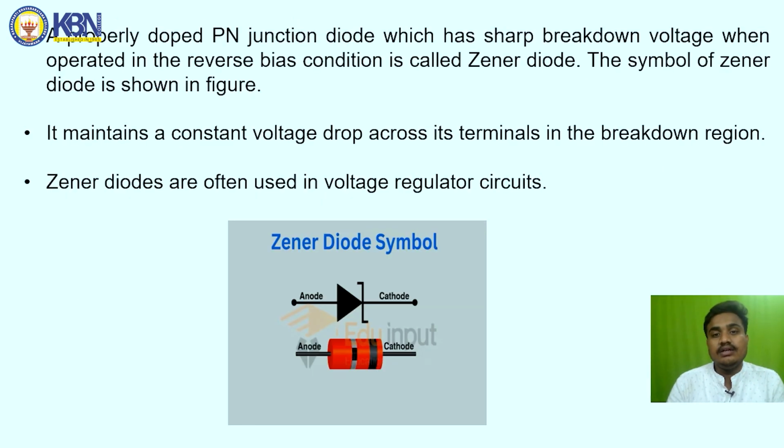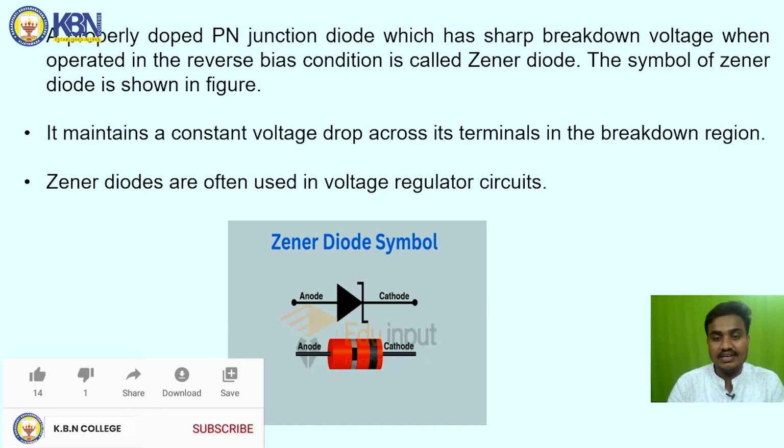As I said, the definition of a Zener diode is as follows: a properly doped PN junction diode which has a sharp breakdown voltage when operated in the reverse bias condition is called a Zener diode. Here you can see the symbol of the Zener diode. It maintains a constant voltage drop across its terminals in the breakdown region. Zener diodes are often used in voltage regulator circuits.